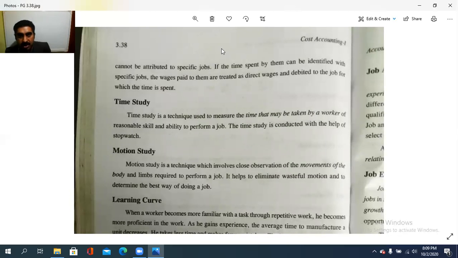If the time spent by them can be identified with the specific jobs, the wages paid to them are treated as direct wages and debited to the job for which time is spent. If the time spent by them can be identified with the specific jobs, ഏതെങ്കിലും ഒരു particular ജോബിലോട്ട് അവരെ അലോട്ട് ചെയ്തിട്ടുണ്ടെങ്കിൽ അത് ഡയറക്റ്റ് എക്സ്പെൻസ് ആണ്, because they are the production factors. അതുകൊണ്ടാണ് അതിന് ഡയറക്റ്റ് വേജസും മറ്റേ കേസിൽ ഇൻഡയറക്റ്റ് വേജസും ആകുന്നത്.